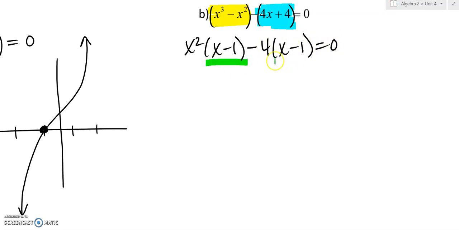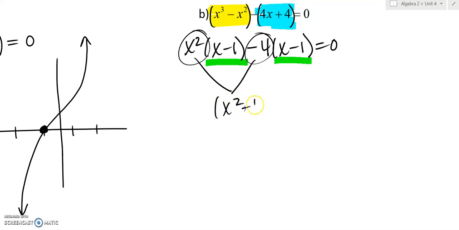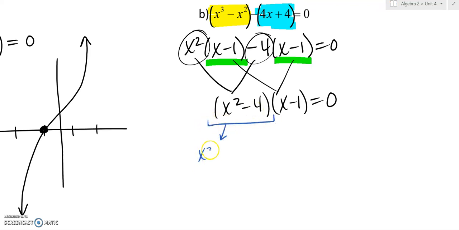Then I need to double check that these green pieces match. When they match, I can proceed. This first chunk, x squared minus 4, those form together. The next piece with my yellow, I drop down one of them. Again, I know there's 2, but only one's allowed to drop down. Then I'm going to take each piece, see if I can break it down. I'm going to solve this first piece. Take it, set it equal to 0.